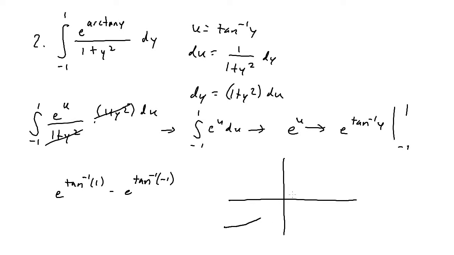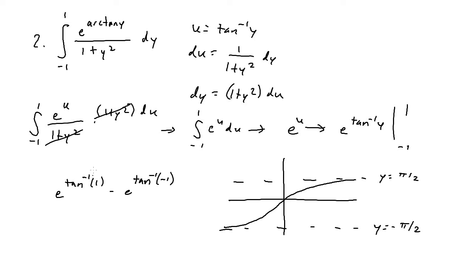Now it looks something like this, and it has two asymptotes. The horizontal asymptote on the top is going to be at y equals pi over 2, and the bottom horizontal asymptote is going to be at y equals negative pi over 2. So we can say that arctangent, or the function for arctangent, ranges from negative pi over 2 to pi over 2.